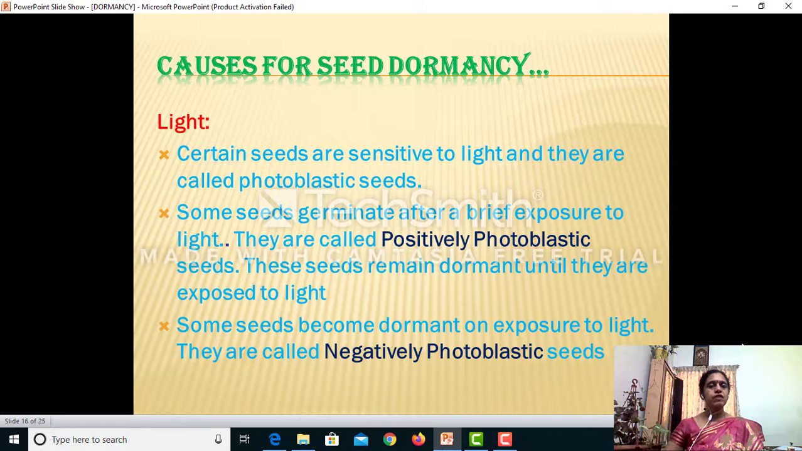Next is light. Certain seeds are sensitive to light and they are called photoblastic seeds. Some seeds germinate after a brief exposure to light. They are called positively photoblastic seeds. These seeds remain dormant until they are exposed to light. Once they are exposed to light, they will germinate. Some seeds become dormant on exposure to light. They are called negatively photoblastic seeds.